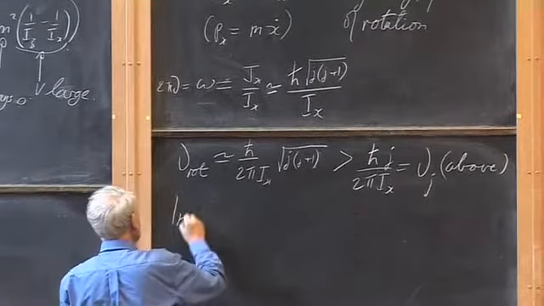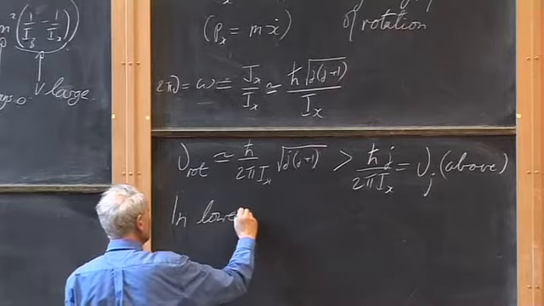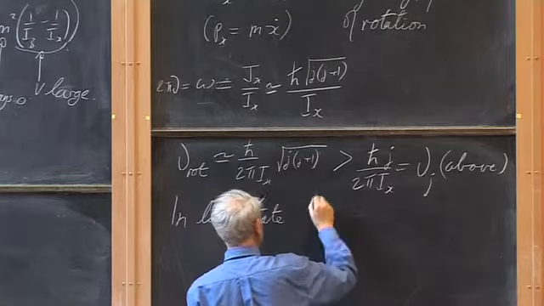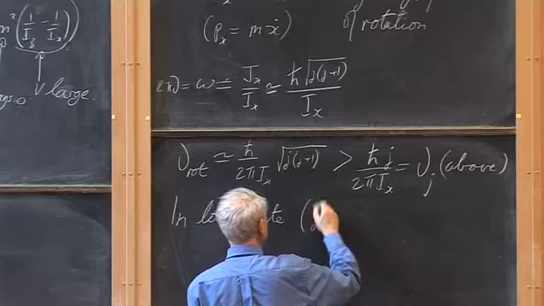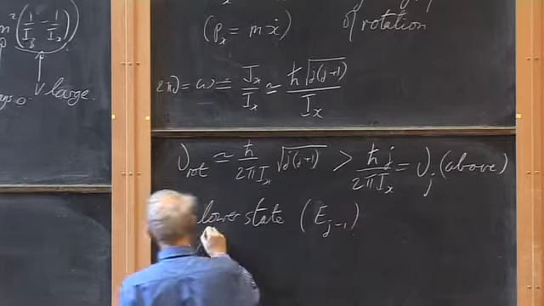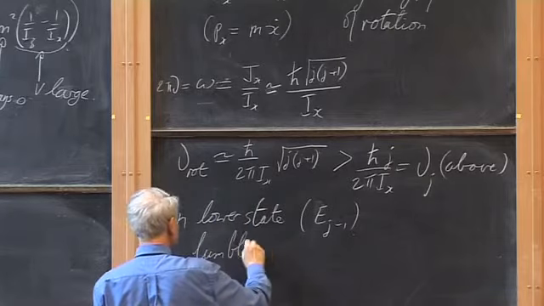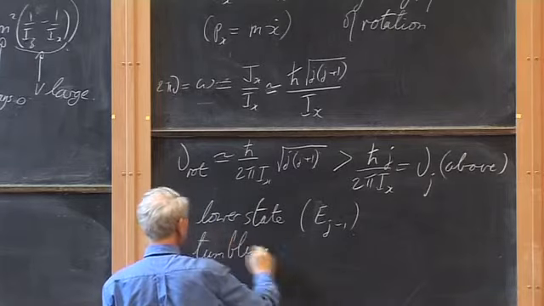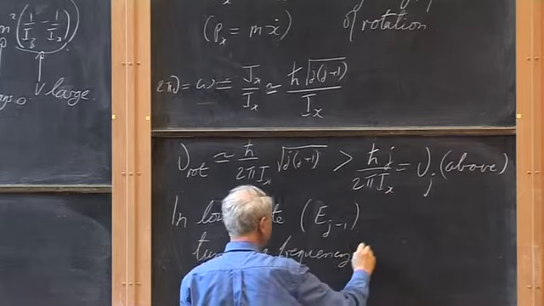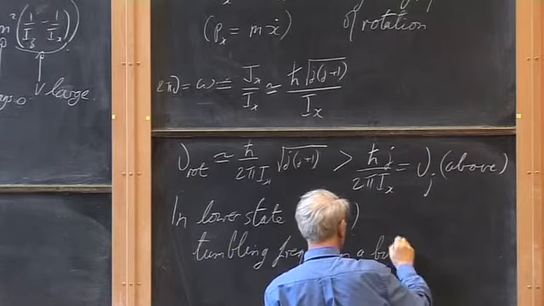So in the lower state, that's when Ej minus 1, the tumbling rate is just a bit lower.